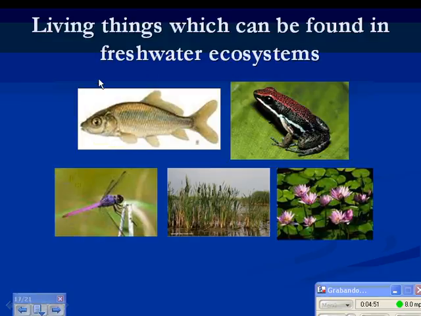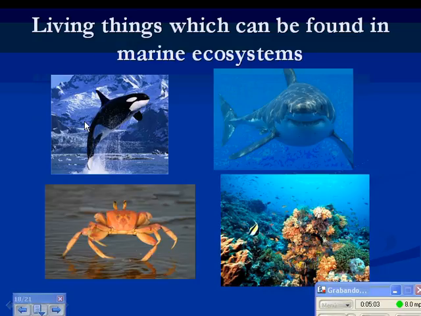Living things which can be found in freshwater ecosystems include carp, frogs, and dragonflies. Types of plant include reeds and water lilies. And living things which can be found in marine ecosystems include killer whales, sharks, crabs, and coral.